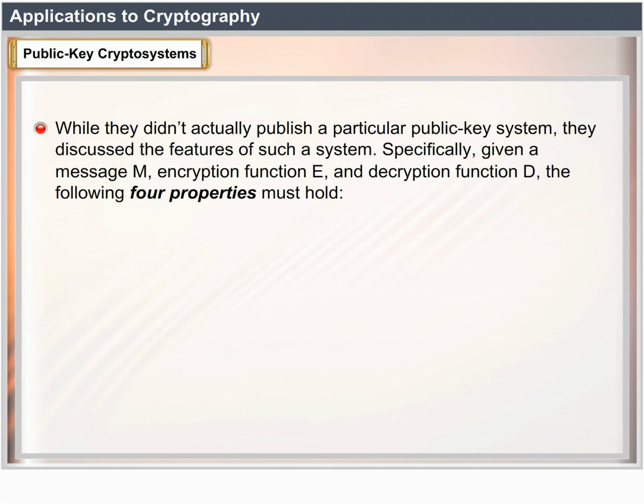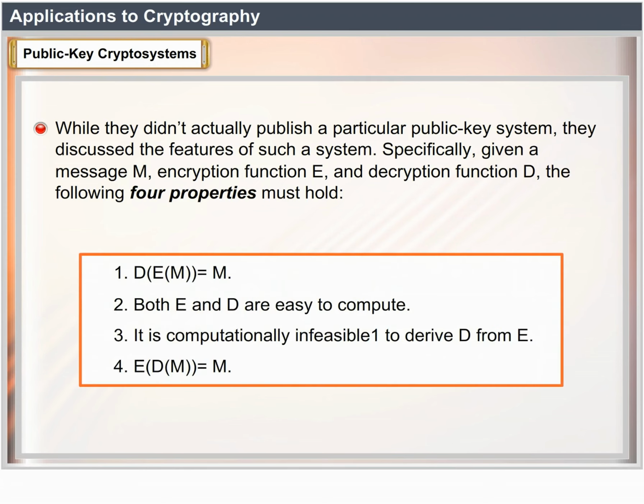Specifically, given a message M, encryption function E, and decryption function D, the following four properties must hold. Property 1, D of E of M equals M. Property 2, both E and D are easy to compute. Property 3, it is computationally infeasible to derive D from E. Property 4, E of D of M equals M.